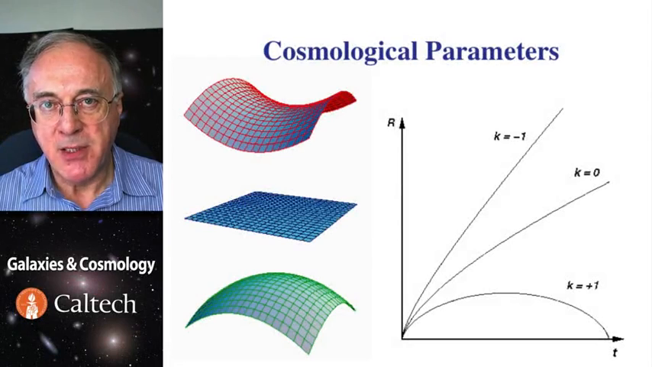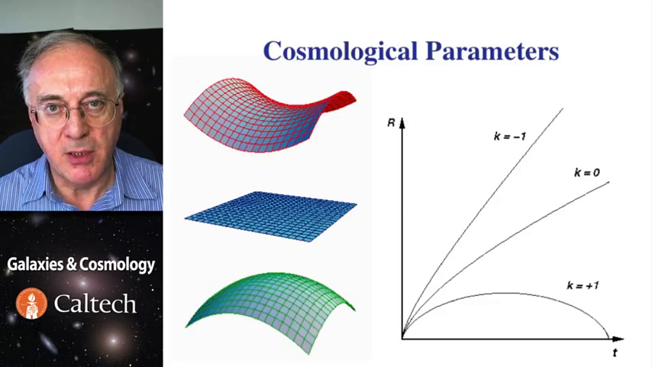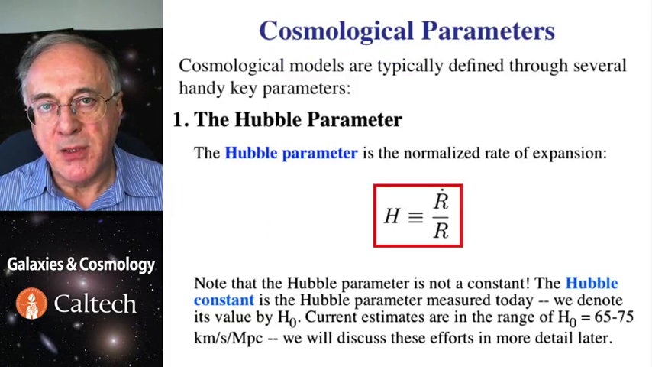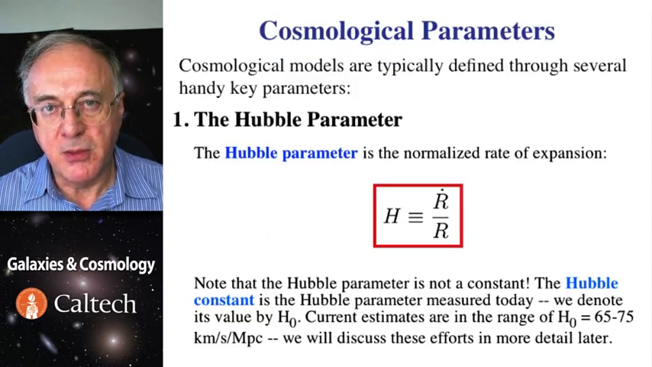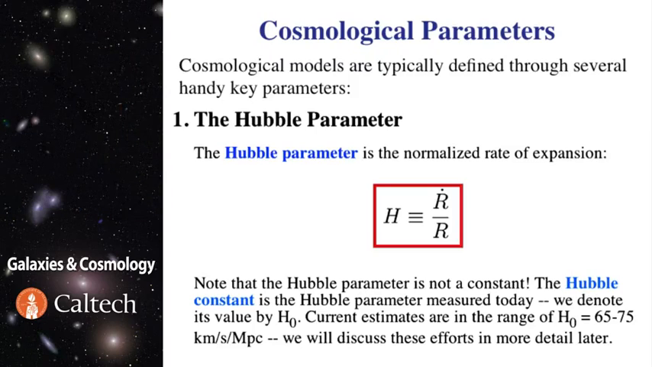Let us now define some of the cosmological parameters which are used to characterize different cosmological models. The first of them is the Hubble constant, or more accurately, Hubble parameter, because it's not constant, it changes in time. It is defined as the ratio of the time derivative of the scale factor by the scale factor itself, the normalized slope of r of t curve.